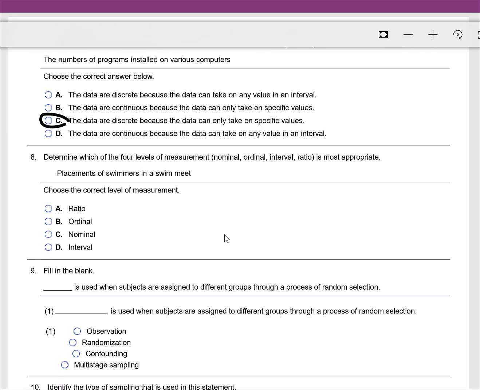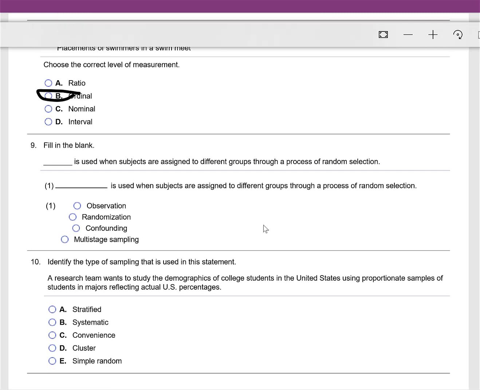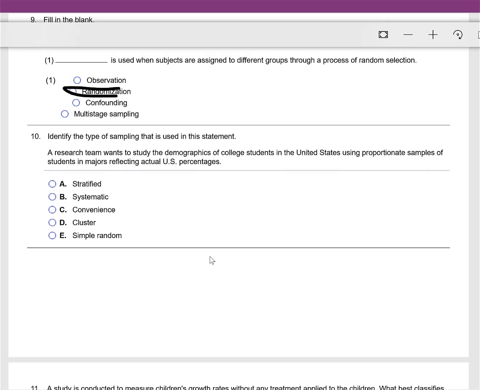Determine which of the 4 levels of measurement is appropriate. Placement of swimmers in a swim meet. There's an order to them, but we can't measure the difference between first place and second place, so this is going to be ordinal. Blank is used when subjects are assigned to different groups through a process of random selection, and that's going to be randomization. Identify the type of sampling used.